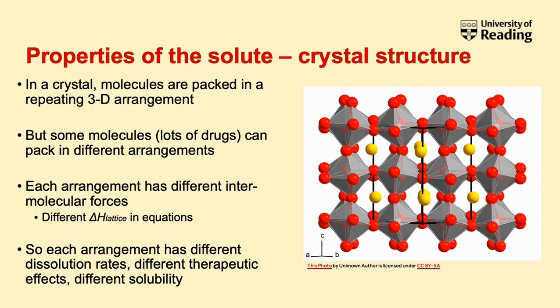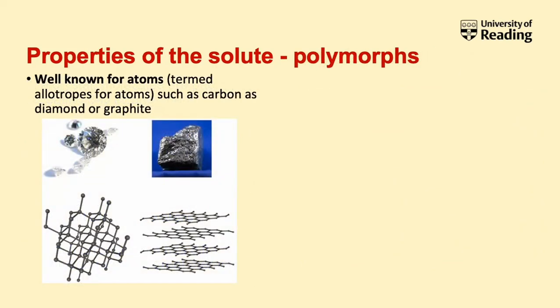Each arrangement will have different intermolecular forces, which means they'll have a different delta H lattice for each of the different ways that the molecules can arrange in the crystal structure. And this will affect the dissolution rate and have impact on physical properties of your drug, of course, including solubility. These different crystal lattice structures of the same material are called polymorphs.